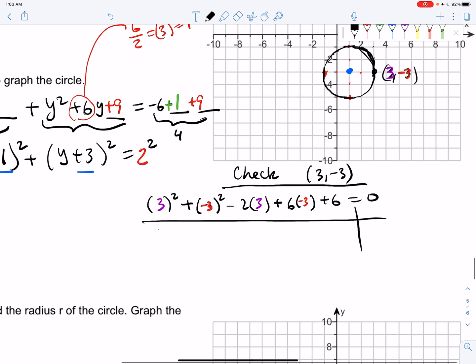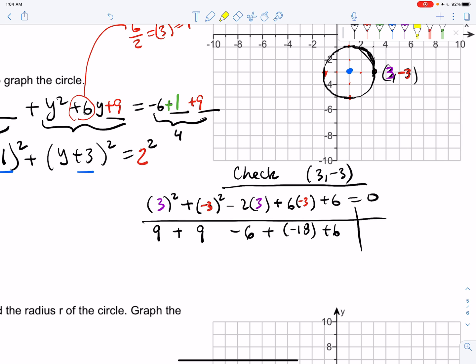So 3 squared is 9. Negative 3 squared is 9. Negative 2 times 3 is minus 6. And 6 times negative 3 is plus a negative 18. And then I got a plus 6.